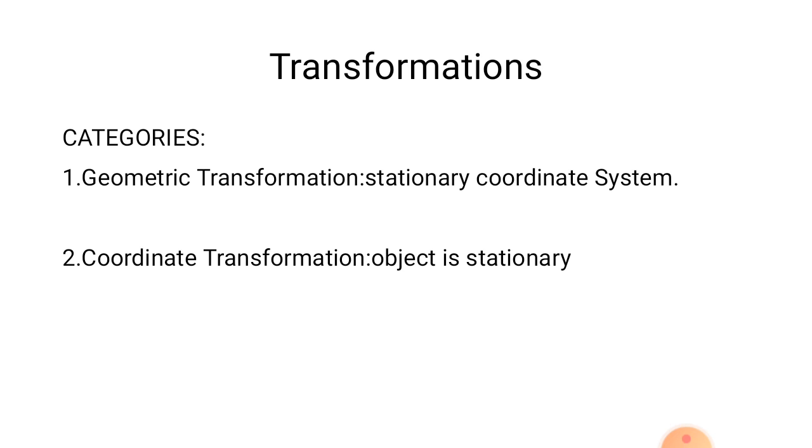Here we are going to see how geometric transformation is recognized. Geometric transformation is where the object itself is transformed relative to a stationary coordinate system. And in coordinate transformation, the object is stationary while the coordinate system is transformed relative to the object.